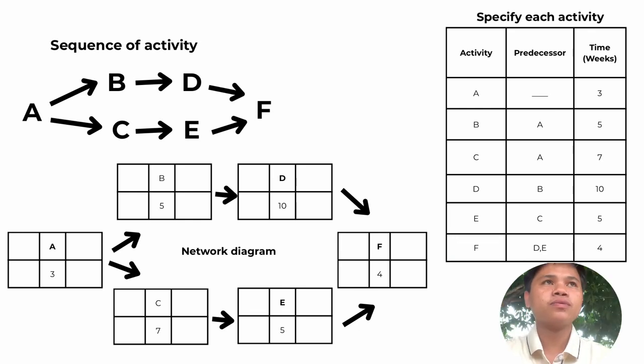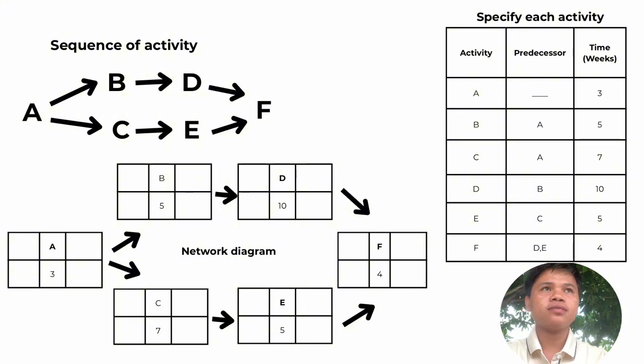Then we have to construct an AON diagram, or activity on node diagram. Since A doesn't have a predecessor, we put it first because this is the start of the activity. The predecessor of B is A, so the arrow will connect it to A, and the predecessor of C is A, and also the arrow will connect to C.